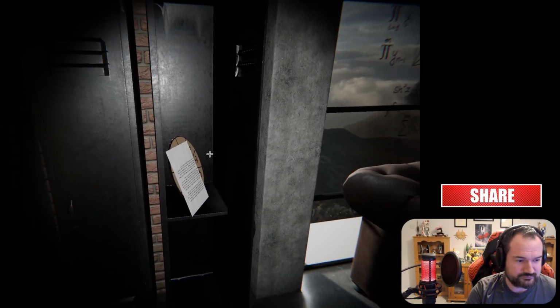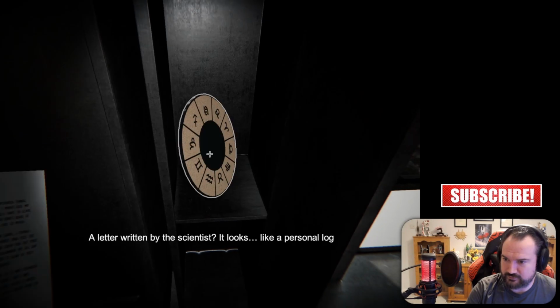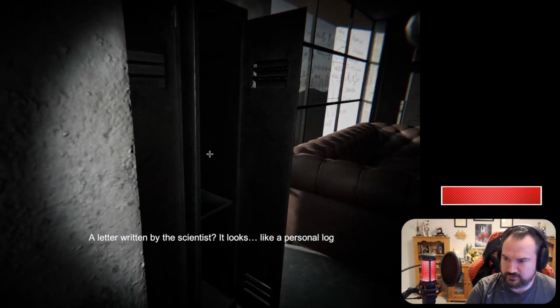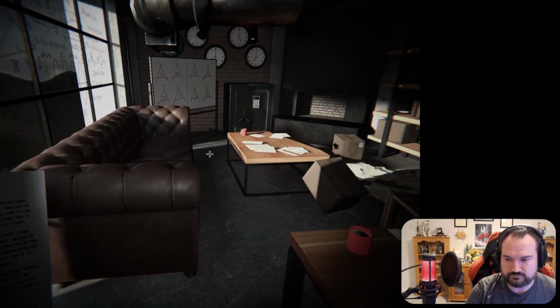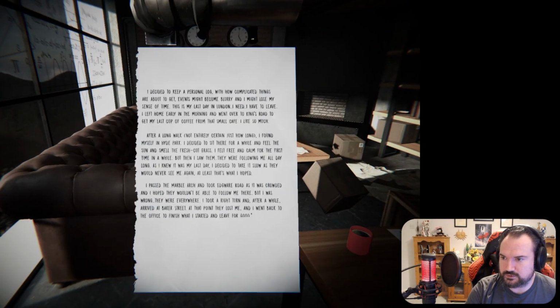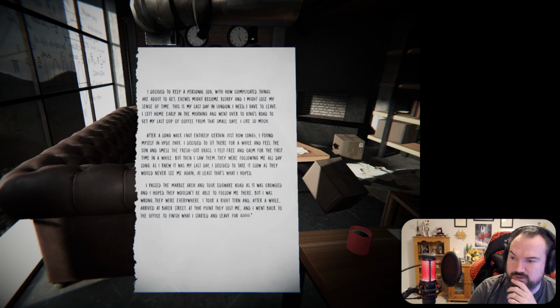Lovely. Here we go. A letter written by the scientist. It looks like a personal log. Let's have a look. I decided to keep a personal log. With how complicated things are about to get, events might become blurry and I might lose my sense of time. This is my last day in London. I have to leave. I left home early in the morning and went over to King's Road to get my last cup of coffee from that small cafe I like so much.